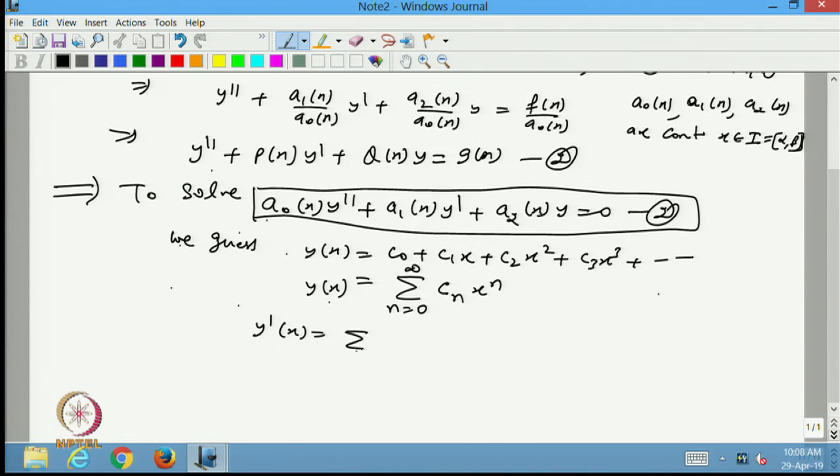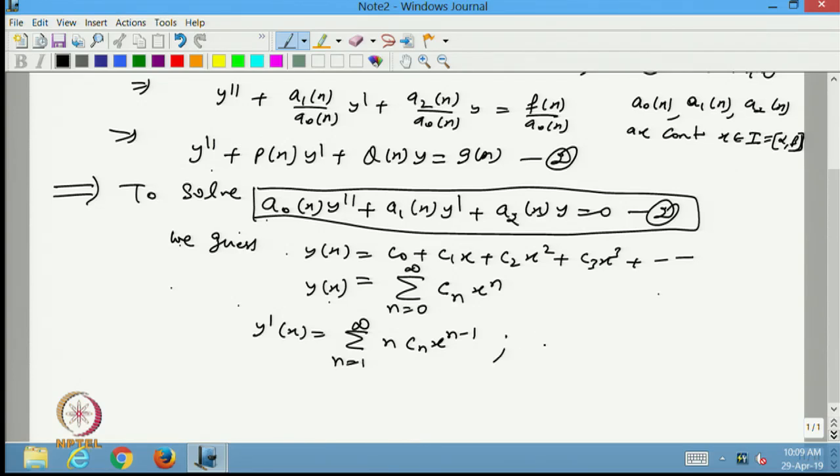So, in this case it will be the summation of n Cn x raised to power n minus 1. Here n equal to 0 does not contribute anything in this series, so I will take it from 1 to infinity. This is a polynomial in x, and if it has infinite terms, then I can call this a series also.